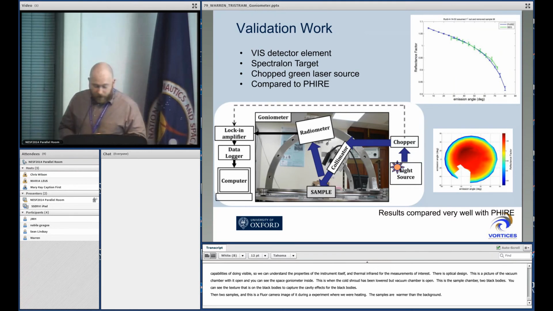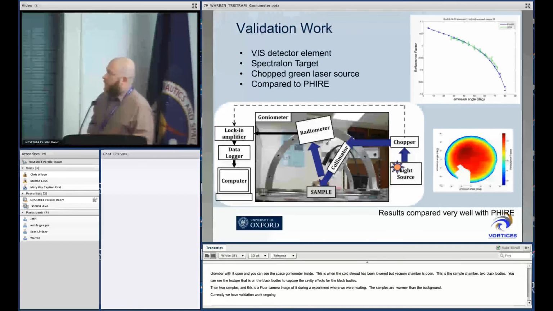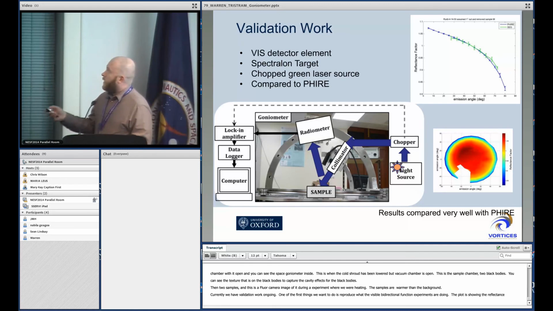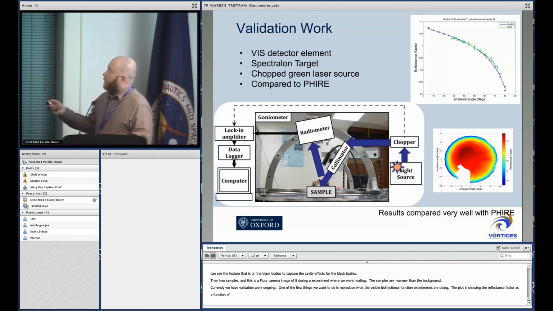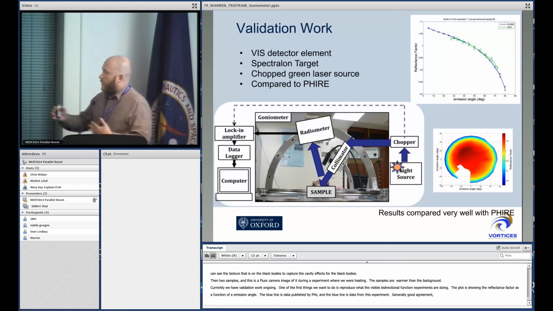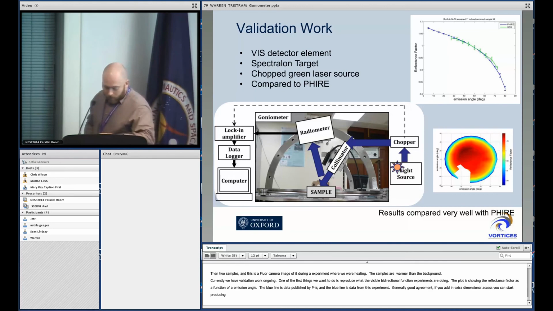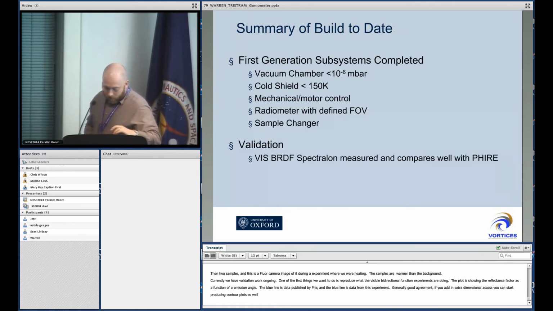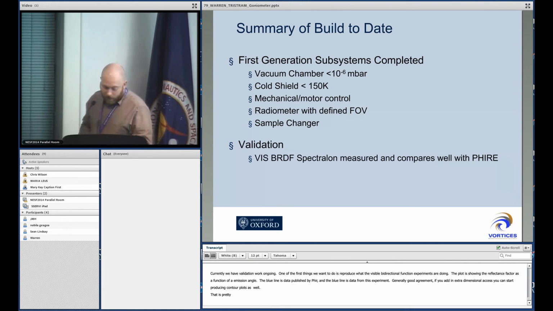So currently we have validation work ongoing. One of the first things we want to do is reproduce what the visible bidirectional distribution function experiments are doing. This plot on the upper right is showing the reflectance factor as a function of emission angle. The blue line is data published by FIRE, and the green line is data from this experiment. And we have some generally pretty good agreement. If you add in the extra dimensional axis, you can start producing these types of contour plots as well. And that's pretty much the build to date.